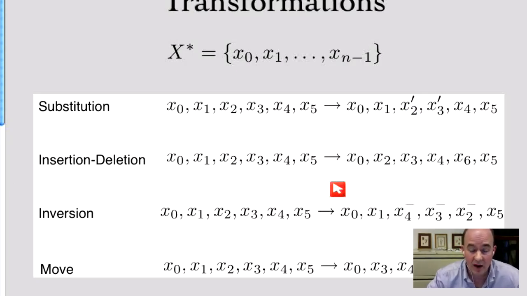sorts of events. Now you can also have higher level events I'm not going to talk about today, such as inversions and moves, which would take chunks of elements or a series of contiguous elements and invert them and move them around. And those are sort of things in the province of rearrangement. I won't talk about it today, but they are basically other forms of sequence transformation.